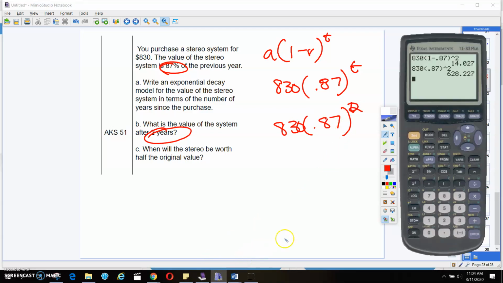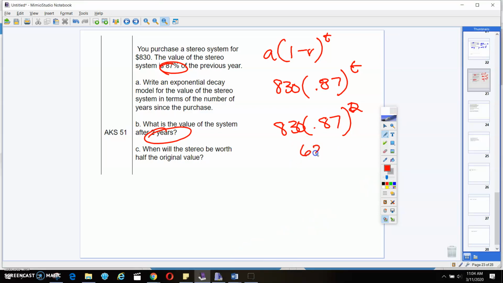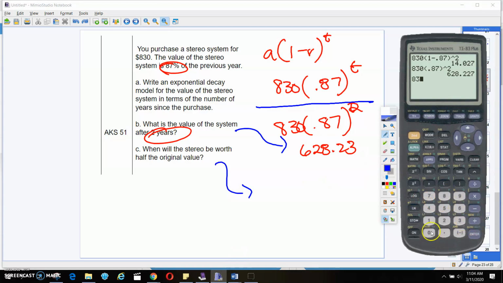Okay, and when you plug that into your calculator, you're going to get 628.23. Okay, and then they want us to find out what is the value of the stereo if it's going to be half the original value. So first we got to figure out how much is half of 830. Okay, so I'm going to go into my calculator. I'm going to say 830 divided by 2. And that's going to give me 415, right?